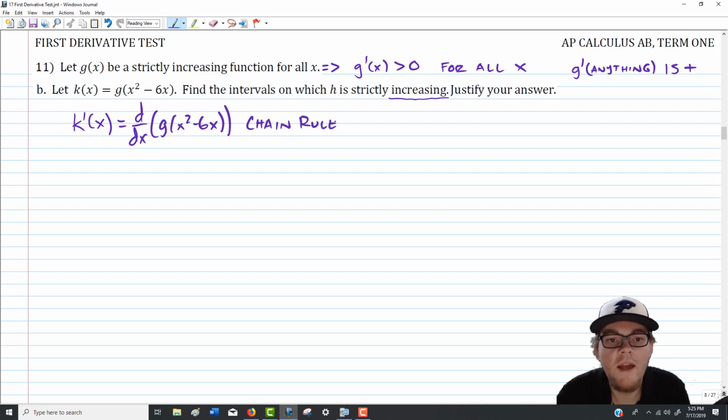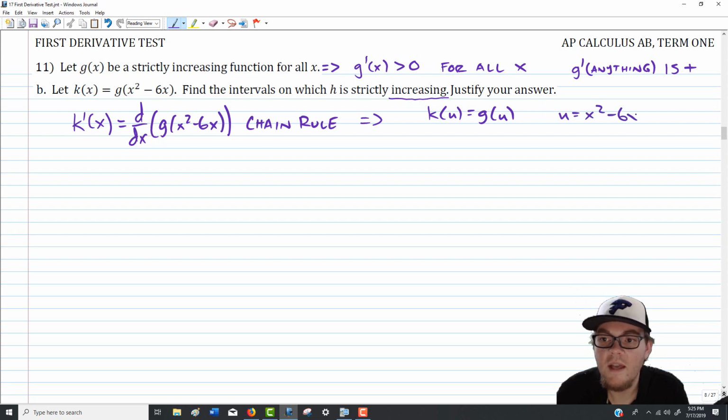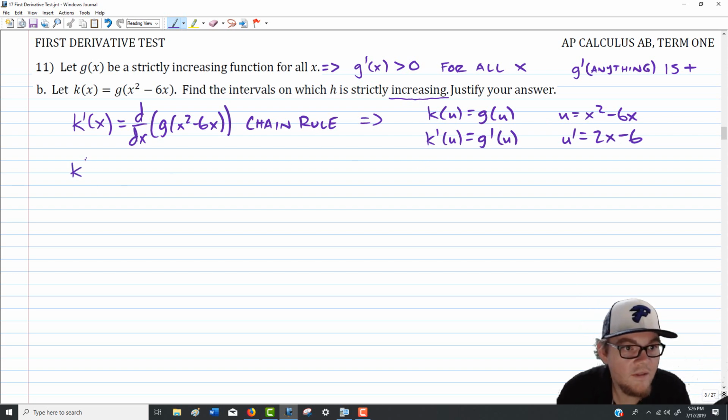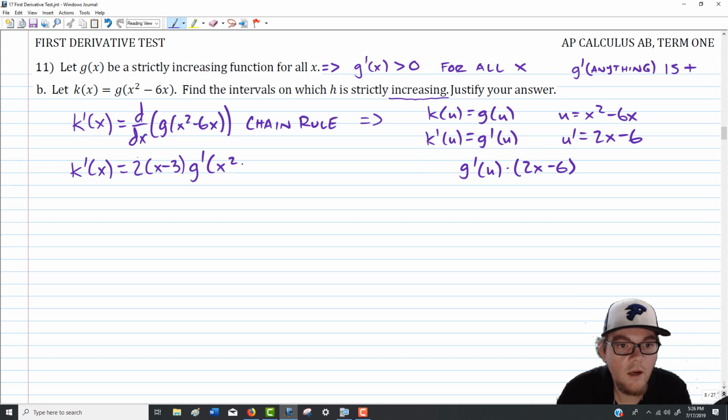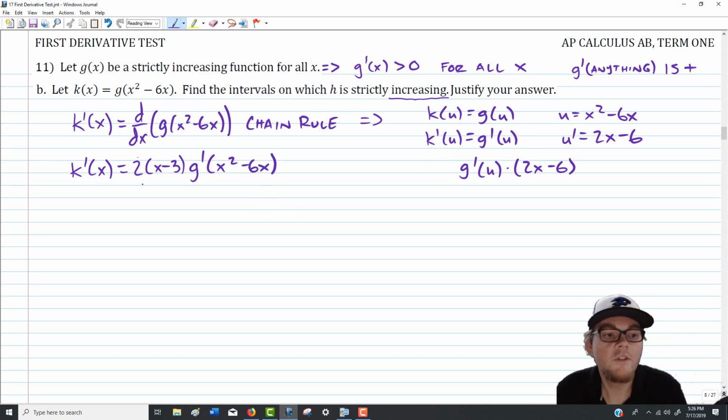And although I've been moving pretty fast through differentiation in this problem set, I'll do this carefully once. So I'm going to let k of u equal g of u. I'm going to let u equal x squared minus 6x. Then k prime of u is going to be g prime of u. This is standard chain rule stuff. U prime is going to be 2x minus 6. And if we want to get k prime of x itself, that means we're going to have to do g prime of u times u prime. More importantly, we can write that as 2 quantity x minus 3, g prime of x squared minus 6x. So there is our derivative.